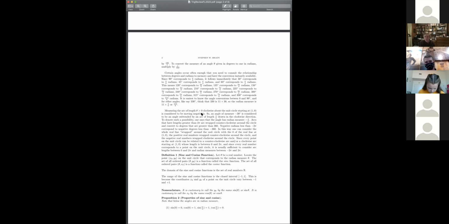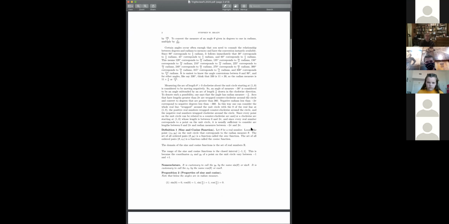Now, we measure an arc from the horizontal, from (1, 0), and so forth. So you can read about that. So I want to talk about what the sine and the cosine function are, because you can't describe them by a formula. And when I say that, of course you can, but not initially.